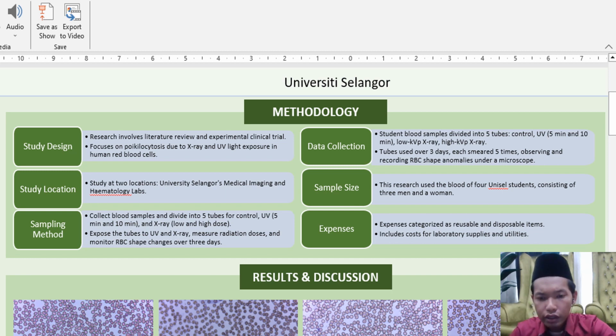So the expenses are categorized as reusable and disposable items. The reusable items are the microscope, tourniquet, tip rack, slide staining rack, beaker, and icebox. The disposable items are EDTA tube, glass slide, syringe and needle, wool carton, wound plaster, pasteur pipettes, tissue, glove, Leishman stain solution, distilled water, as well as the cost related to the use of water and electricity in the laboratory.